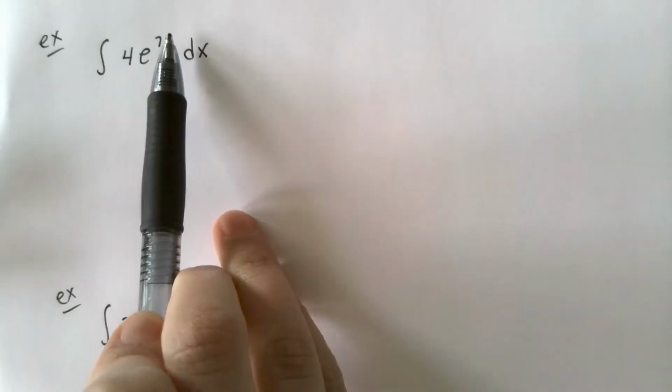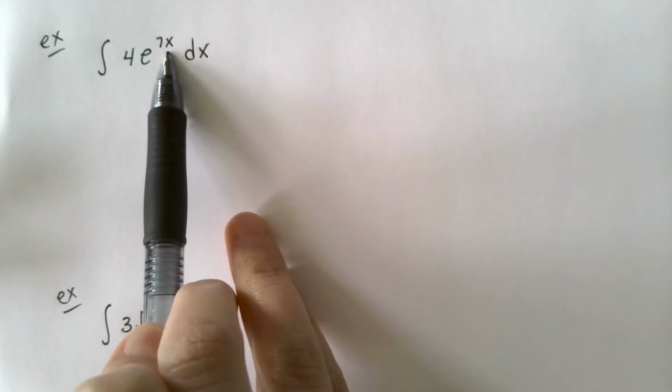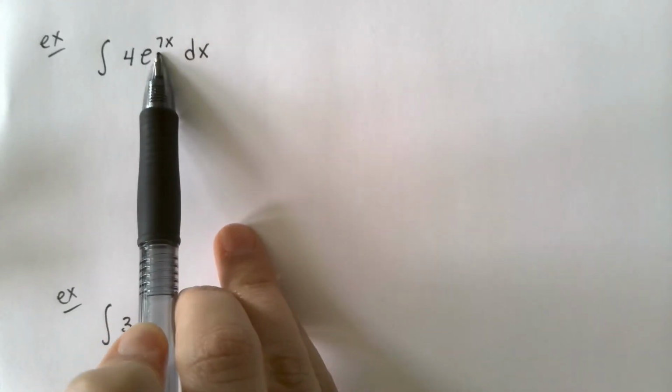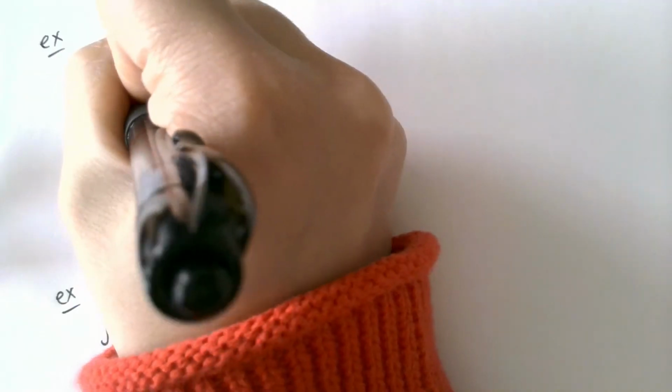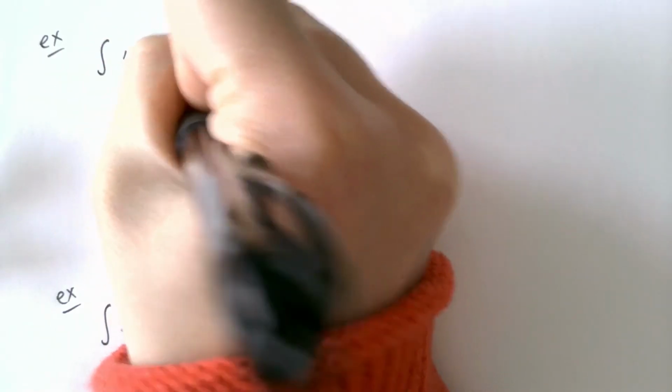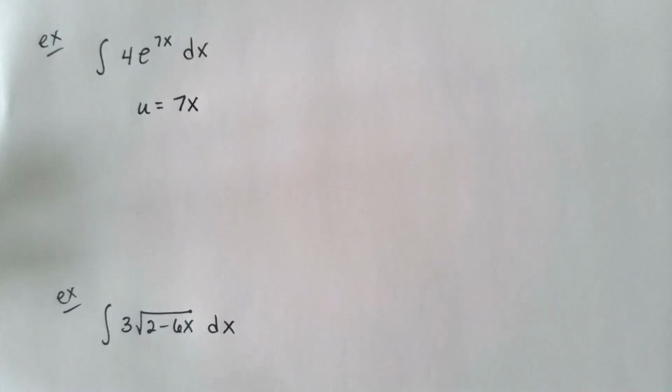So I can tell right here there is a linear function where I wish that there was just a plain variable. That's a good indicator that this substitution strategy is going to work. So I'm going to choose that 7x to be my u. So I'll choose u equals 7x.